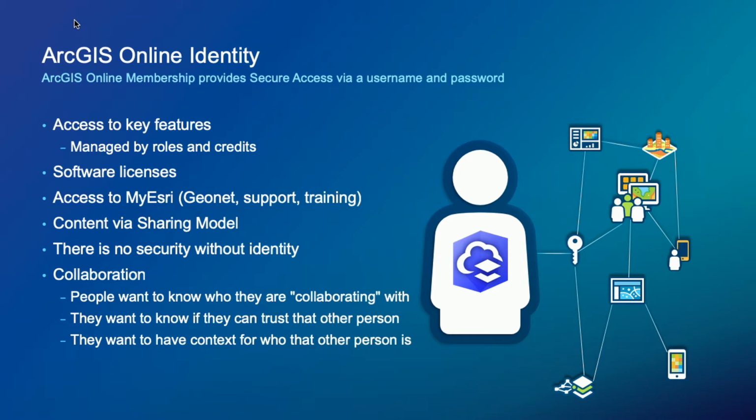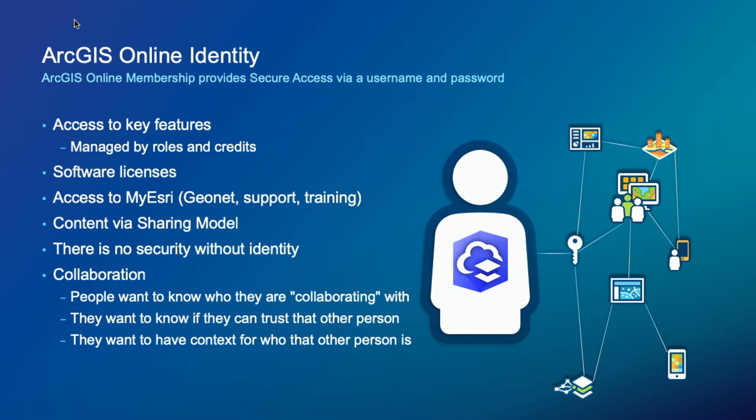So what does an ArcGIS Online identity do? It's really your username and password into the ArcGIS Online system. It provides access to key features, so that's managed by roles and the credits that are defined for a user. They also control how you get access to apps, so software licenses. With the new user types, which I'll cover a little bit later, this has changed a little bit from previous years, but it's still attached to identity, whether you can access specific apps or not.